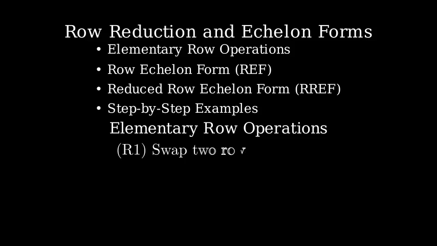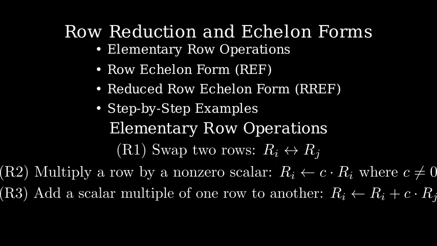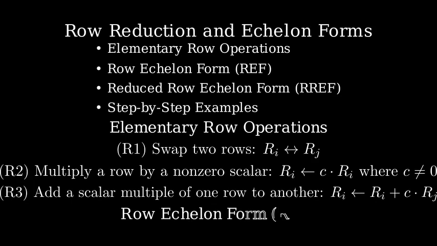The first operation is swapping two rows. The second operation is multiplying a row by a non-zero scalar. And the third operation is adding a scalar multiple of one row to another row. These operations are powerful because they allow us to transform a matrix without changing the solution set of the corresponding system of equations. Now, let's define what we mean by row echelon form, or REF.